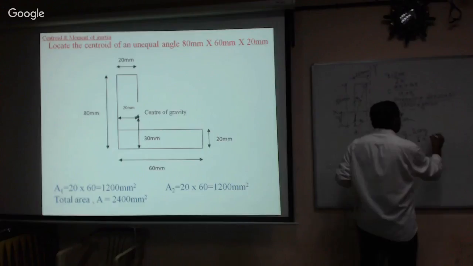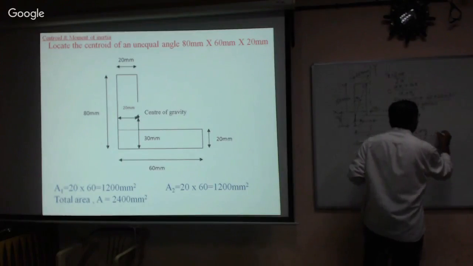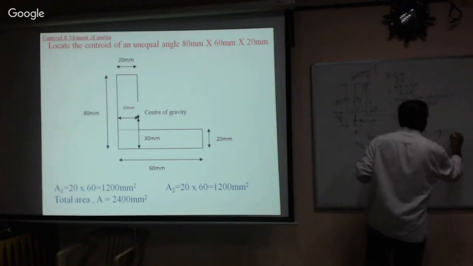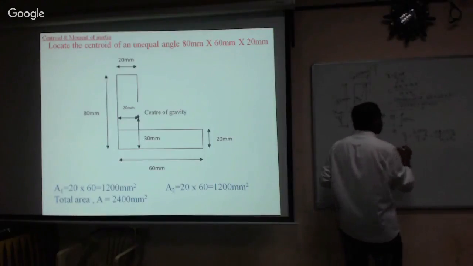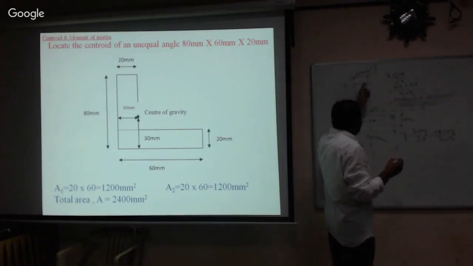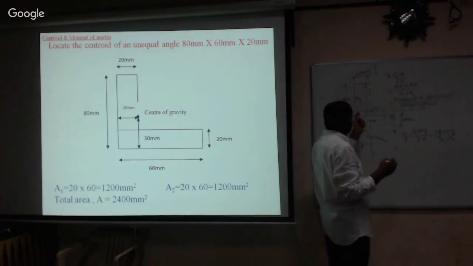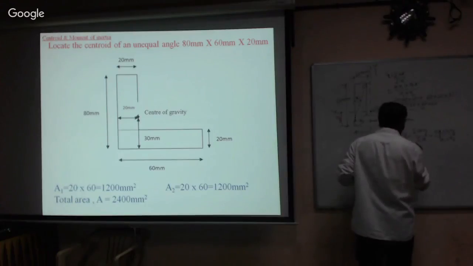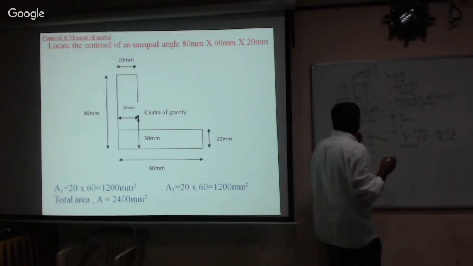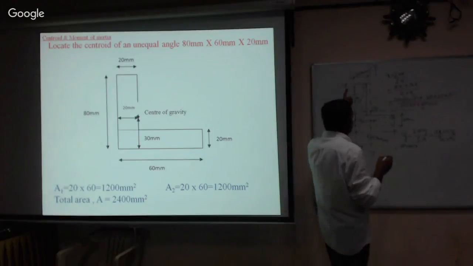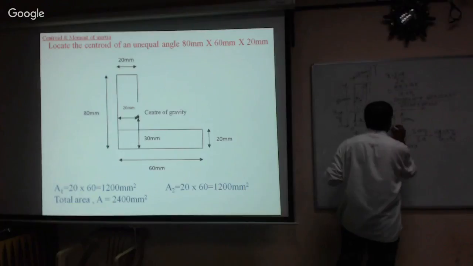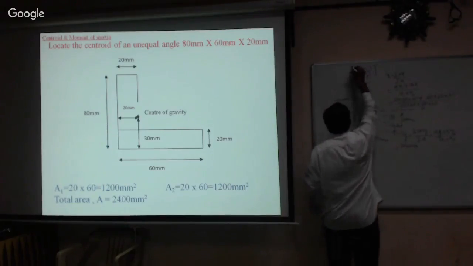Therefore, y bar is equal to sigma A1 Y1 plus A2 Y2 divided by A1 plus A2. Substitute the values: 20 into 60, 20 multiplied by 60. Therefore, we are calculating the y bar. From here, this is the reference axis. This is OA, the reference axis, and OB is the reference axis.